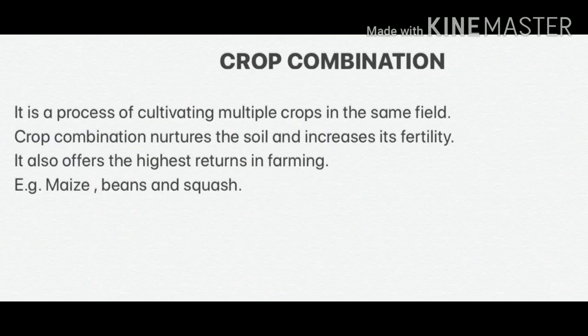Moving on, let us now talk about crop combination. Crop combination is the process of cultivating multiple crops in the same field. Crop combination nurtures the soil and increases its fertility. It also offers the highest returns in farming, for example, maize, beans, and squash. They make the soil organically richer with improved texture.